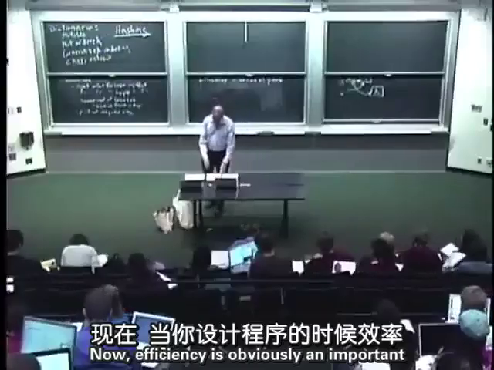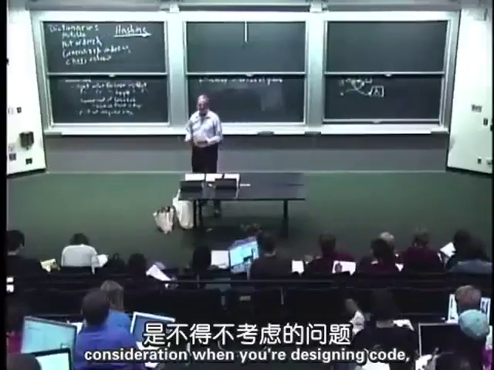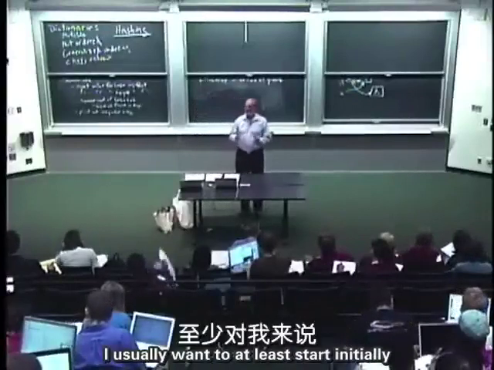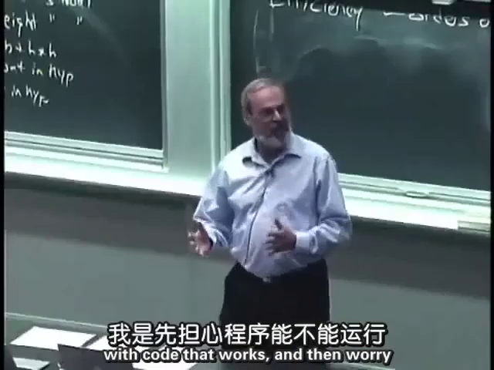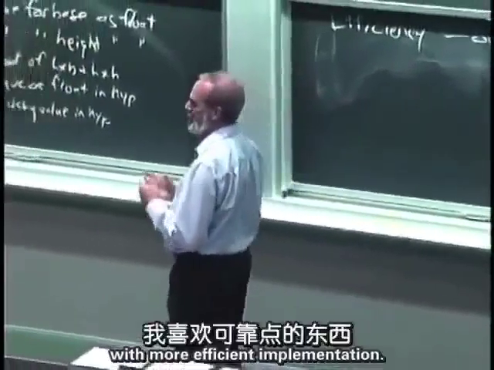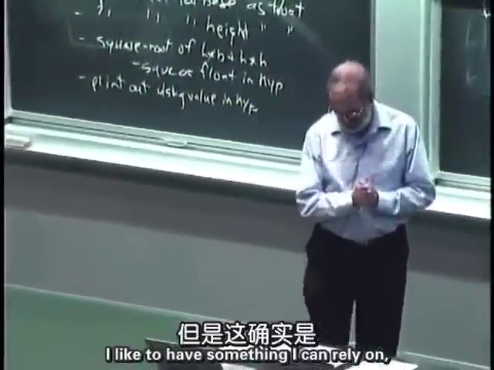Now, efficiency is obviously an important consideration when you're designing code. Although I have to admit, at least for me, I usually want to at least start initially with code that works and then worry about how I might go back and come up with more efficient implementations. I like to have something I can rely on, but it is an important issue.